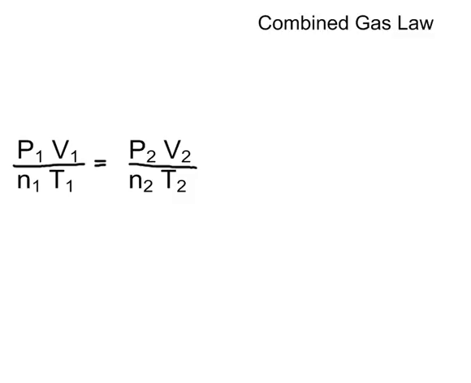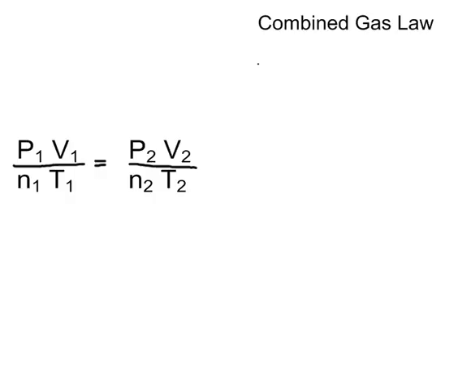So P1 V1 over N1 T1 equals P2 V2 over N2 T2. Now I know it looks like a lot of variables and it looks kind of confusing, but it's really not, and I'll show you why. Because remember how we were talking about how in order for these proportionalities to make sense, you need to have certain conditions.